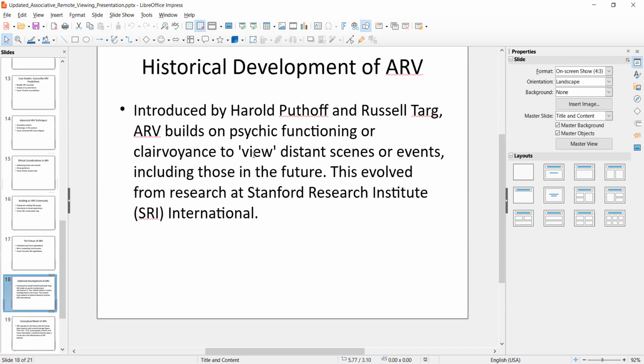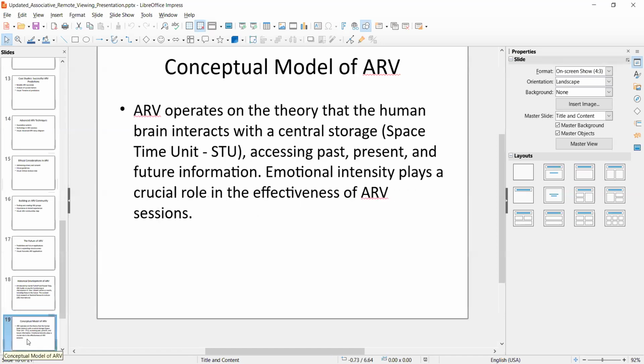Introduced by Hal Puthoff and Russell Targ, Associative Remote Viewing builds on the functioning of clairvoyance to view, see, perceive distant scenes or events, including those in the future. Not really. I mean, with ARV, you got a photo. That's your feedback. You got an event. That's your feedback. And that's what they use. I think that slide's not really accurate.